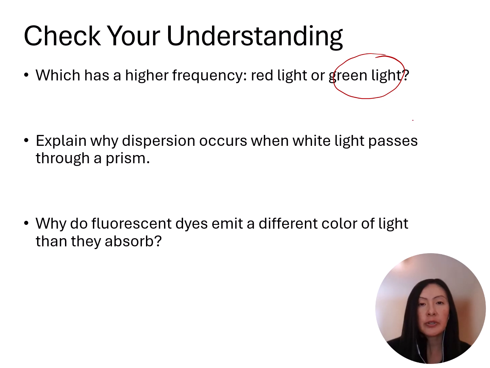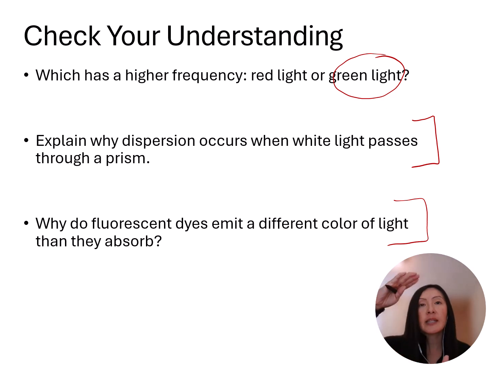Why does dispersion occur through a prism? Remember that each wavelength of light, each color, has a different refractive index. So as they bend through the prism, they're going to be separated. They bend differently. And then fluorescent dyes, why do they emit a different color of light than they absorb? When they absorb light, electrons are excited, and then the electrons fall back down to their ground state, releasing a lower energy light or frequency of light. And this happens because some energy is lost during the process of exciting the electron and allowing it to fall back to its ground state.